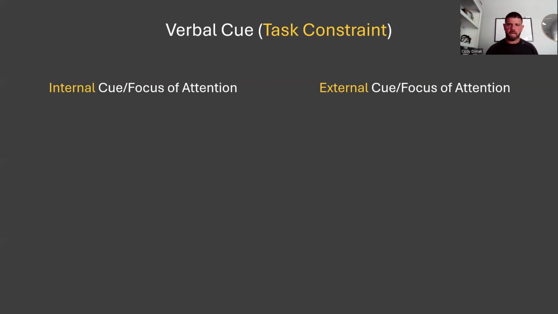So what you always see is this type of verbal communication. You always see internal focus of attention, always directing people's attention to their body, telling them, do this with your knee, do this with your arm, do this with your chest or your shoulders or your hips, your feet. We need to move away from that, and we need to move towards external focus of attention and external cueing.